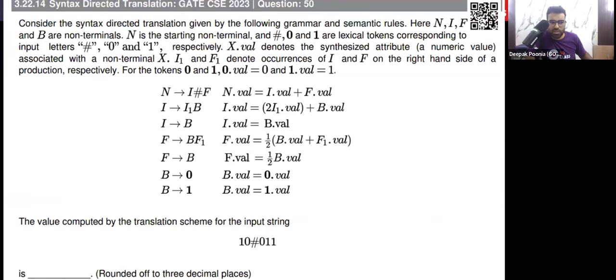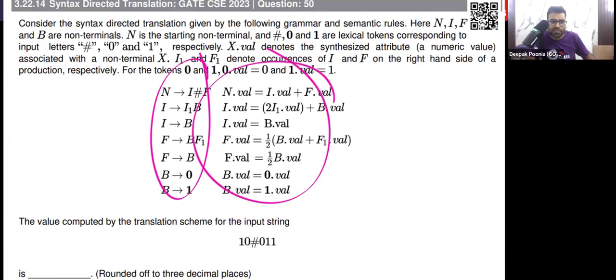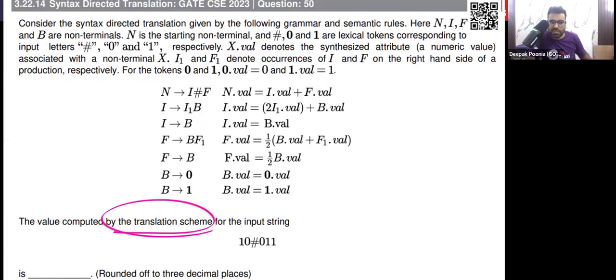Let's solve this GATE 2023 question. Consider the syntax directed translation given by the following grammar and semantic rules. Here N, I, F, B are the non-terminals. You can see the syntax directed translation is given to you: the grammar is given, and the semantic rules are given. This is the syntax directed translation scheme.